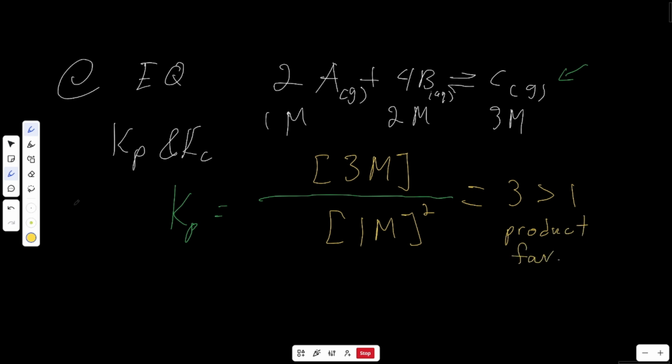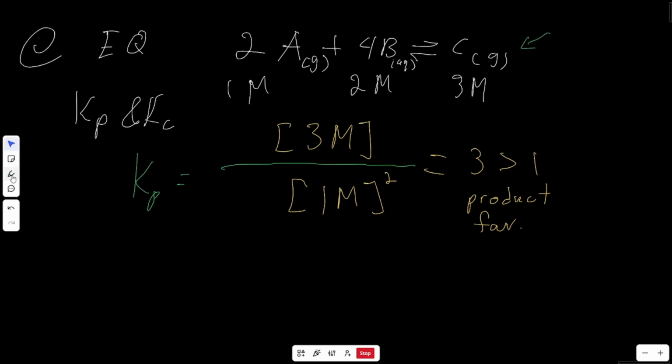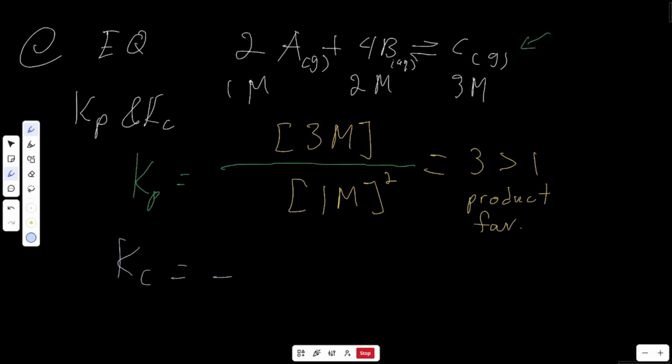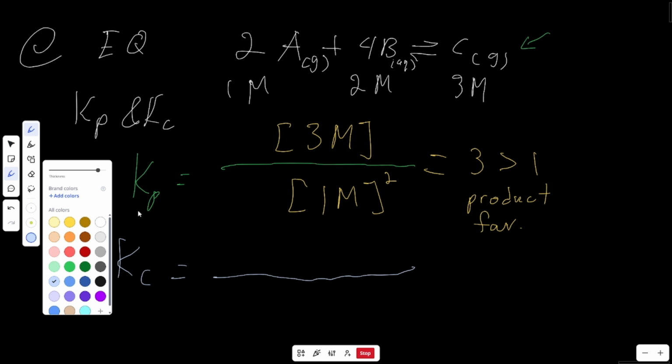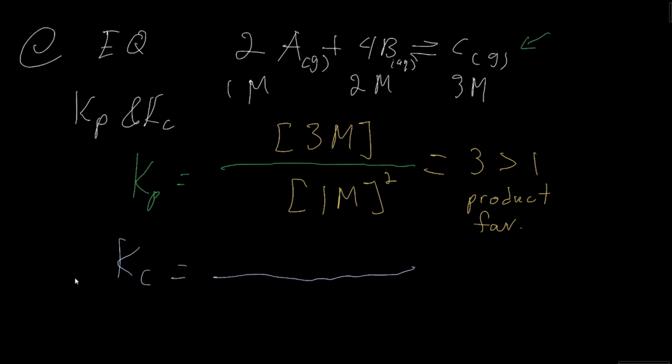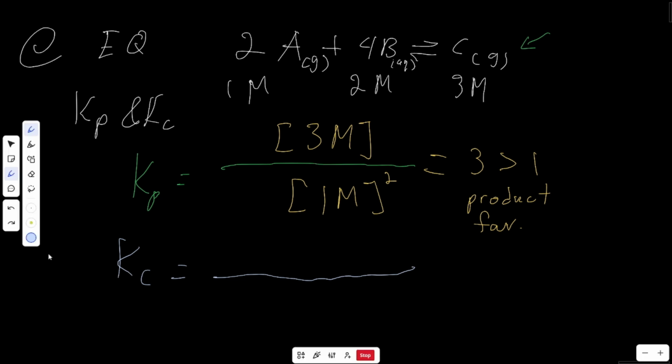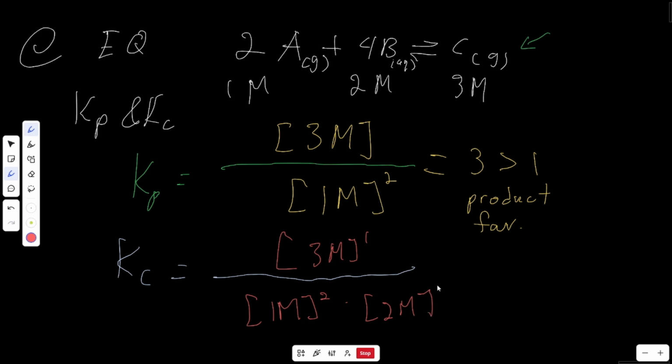Now how about Kc? Kc is equal to the concentrations of everything here, because we don't have any pure liquids or pure solids, so we can use all of the data that's given to us. Again, on the top we would have 3M to the power of 1. On the bottom we'd have 1M to the power of 2 multiplied by 2M to the power of 4. So this would equal 3 over 16.